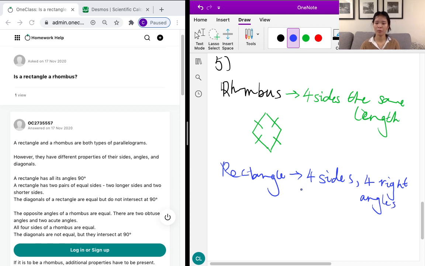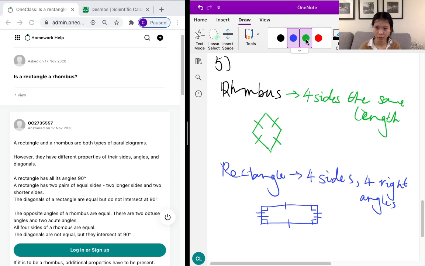From here, it is obvious that a rectangle is not a rhombus because a rectangle is only required to have 4 sides and 4 right angles, but the 4 sides may not be the same length. So this could be a rectangle, and all 4 angles are right angles. However, the 4 sides are not the same because these 2 sides are obviously longer than the other 2 sides.